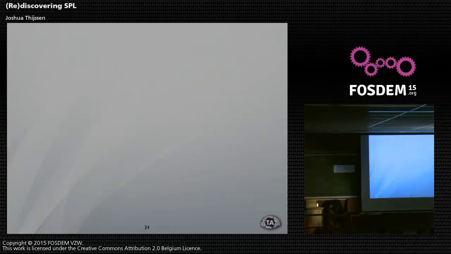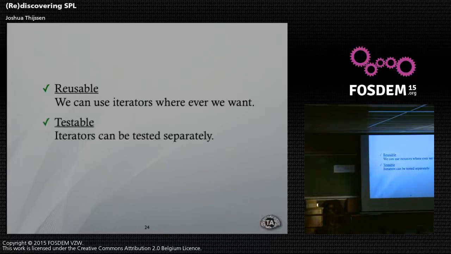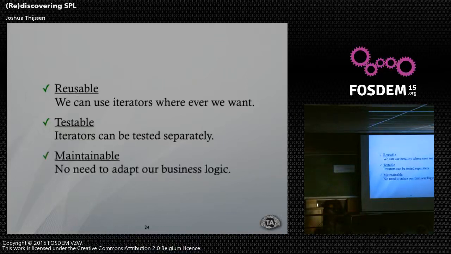However, we can do more, because they're more reusable. We can use the iterators wherever we want, because that limit iterator does not only work on the directory stuff we have, it works on array iterators, it works on elements we get from a database, it works on whatever you get from a RESTful API. Doesn't matter. It's testable because now we can test, does the limit iterator work? Does the regular expression iterator work? Does the directory iterator work? So we can test more in isolation. It's also more maintainable because there's no need to adapt the business logic anymore.